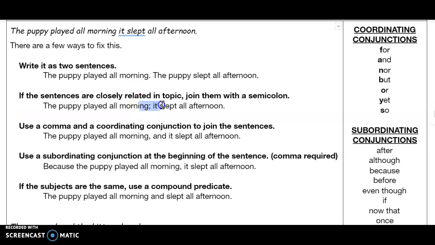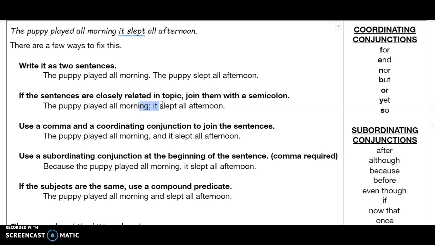Now, this does not work if the two sentences aren't closely related enough. So if they're totally different, like, I like chocolate ice cream, there's a full moon tonight. Those sentences aren't related. You cannot join them with a semicolon. Even if they're slightly related, but not super related, you wouldn't want to use a semicolon. So like, I like chocolate ice cream, I like green beans. They're both about food you like, but they're not really related enough.